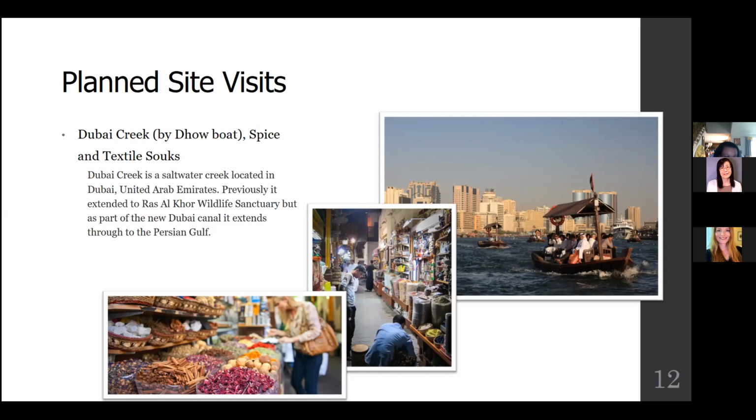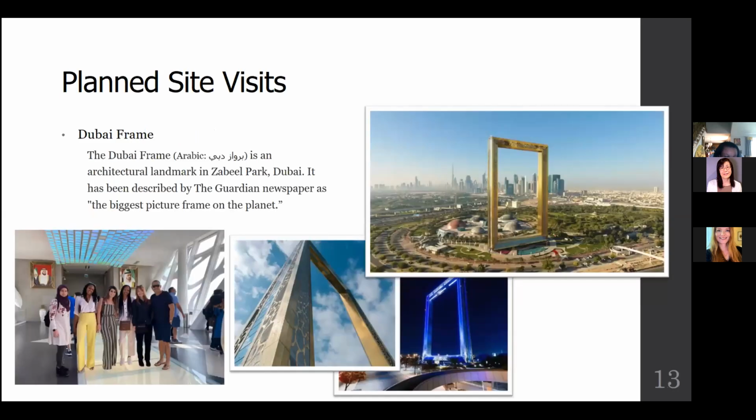Very, very fun. The Dubai Frame, one of the weirdest things I've ever seen, and so interesting. I loved it. It's an architectural landmark in Zabeel Park. It's been described by the Guardian newspaper as the biggest picture frame on the planet. And you see each side of the frame. One side represents old Dubai, the other side represents new Dubai. So you go up the elevator, up that little skinny, narrow frame up to the very top.